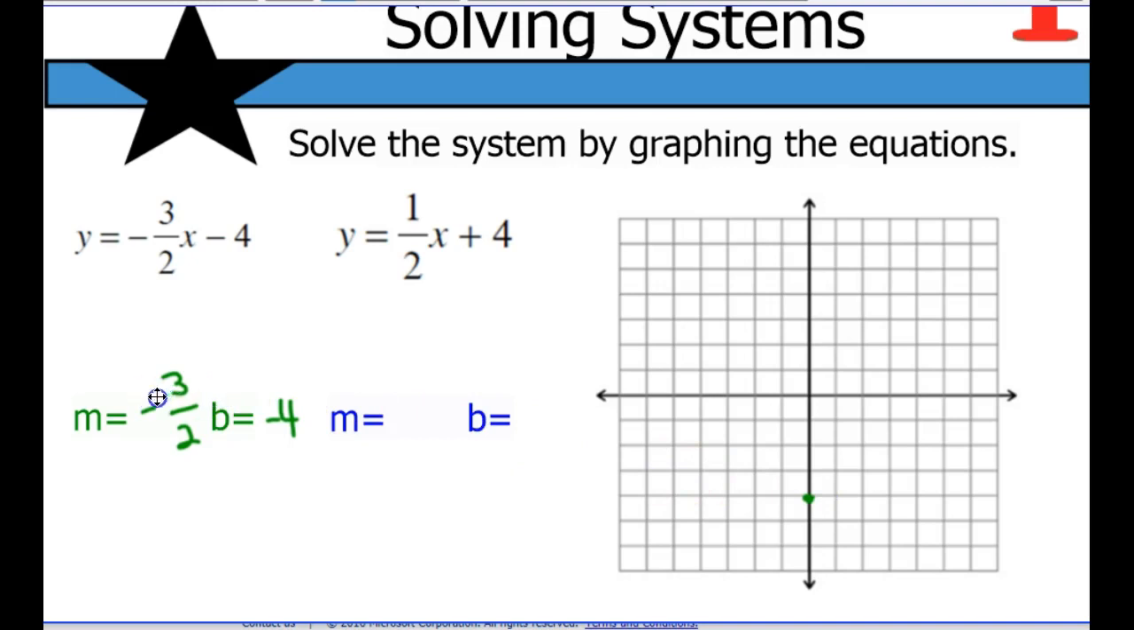And then to graph the slope, we go down 3 and over 2, so down 1, 2, 3, over 2. Opposite of that is up 3, 1, 2, 3, and over 1, 2 to the left. So if we were to draw our line through those points, we would have a line that looks like this.